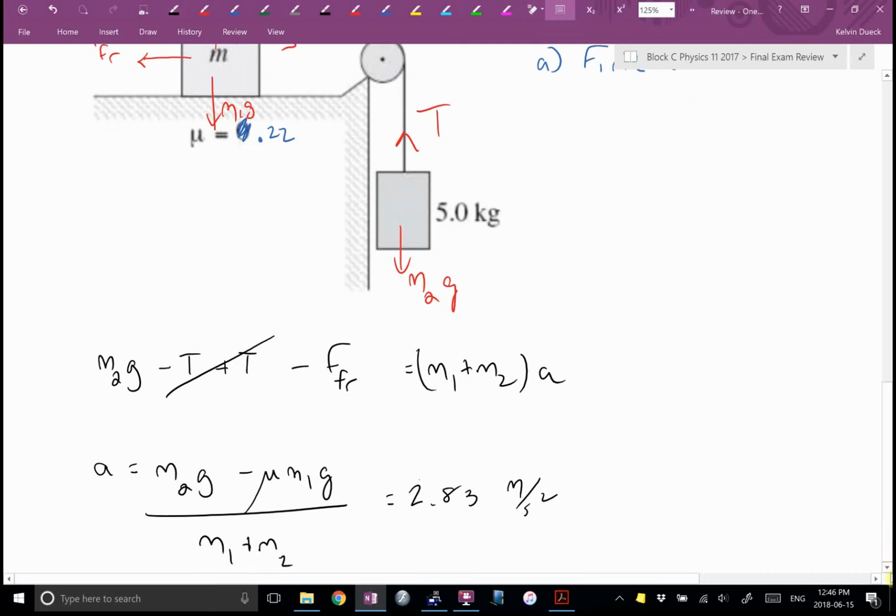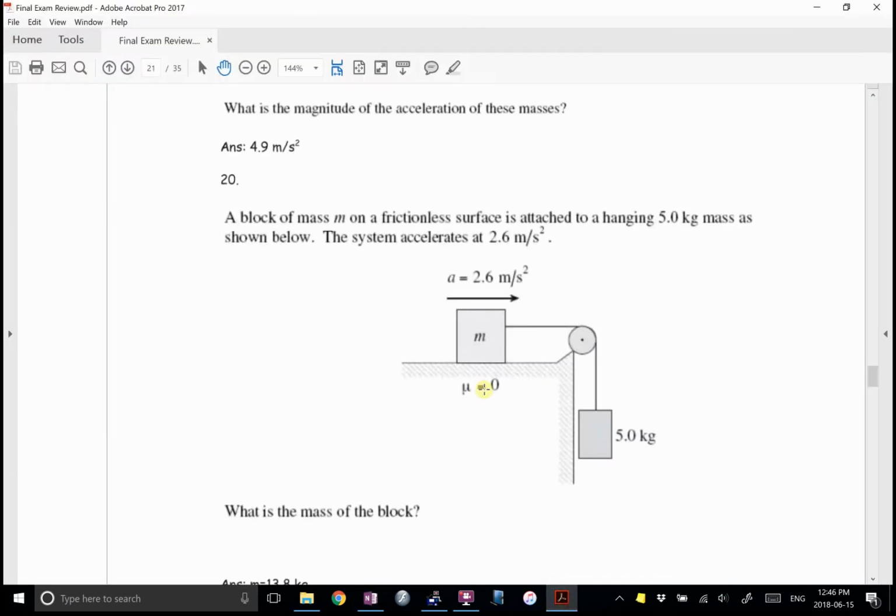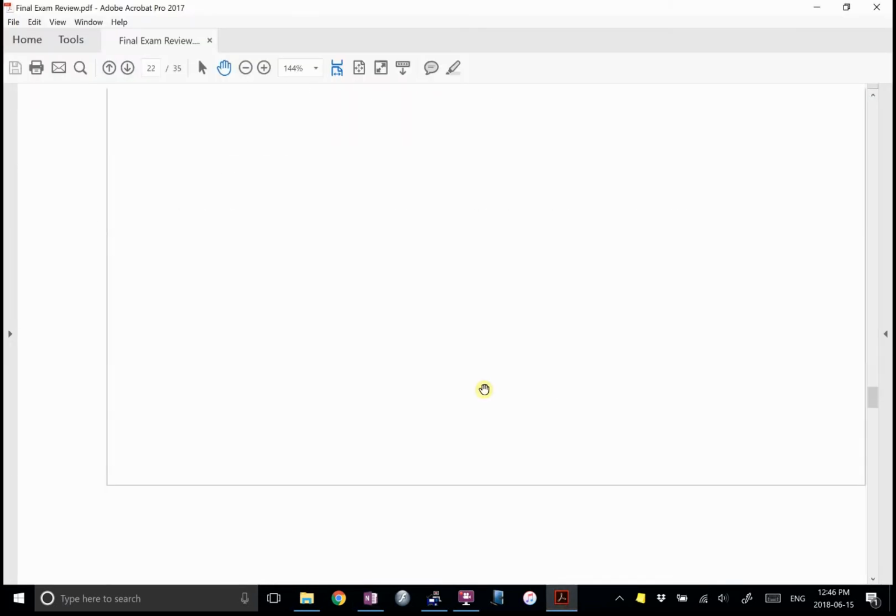What else did we look at in forces? We looked at a couple of problems with more than one mass. We also looked at some stuff with just one mass.